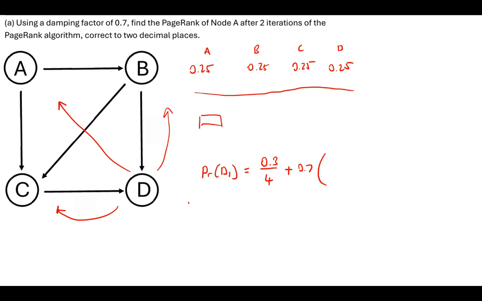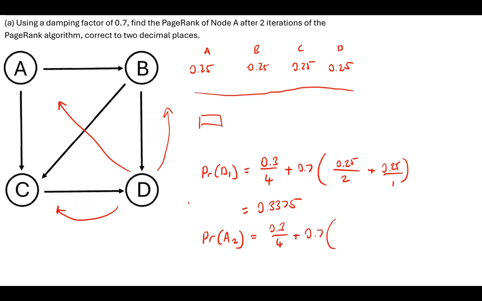Now the incoming edges for D is not A, it's B, so 0.25, that's the page rank of B, divided by 2, plus 0.25, this is for page rank of C, just divided by 1. So we pop that into the calculator and we get 0.3375. And now the page rank of A2, which is the one we're after, is 0.3 divided by 4 plus 0.7. It's the page rank of D, which was 0.3375 divided by 3.